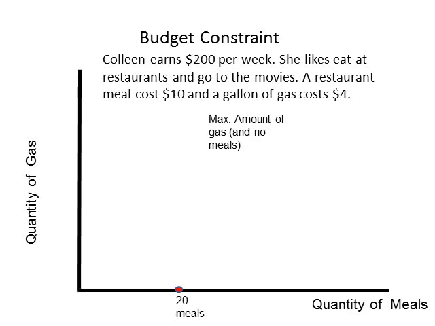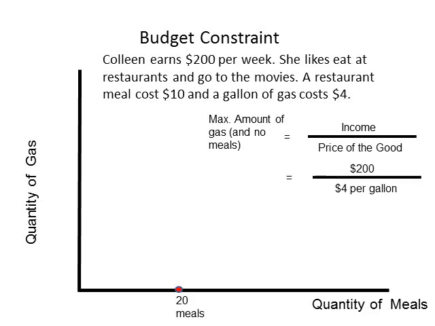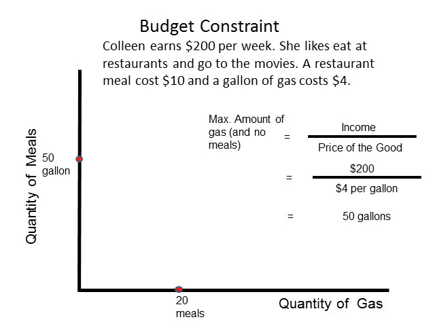As you may remember, the maximum amount of gasoline that Colleen is able to purchase is found by using the formula income divided by the price of the good. Since Colleen earns $200 a week and her gasoline costs her $4 per gallon, $200 is substituted in for income and $4 is substituted in for the price of the good. Dividing $200 by $4 gives 50 gallons. On the graph, place a dot at 50 gallons of gasoline and 0 meals.